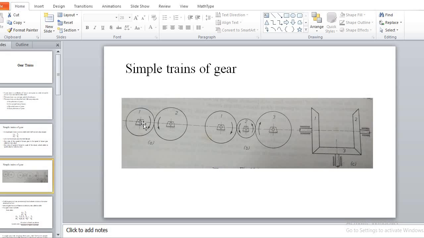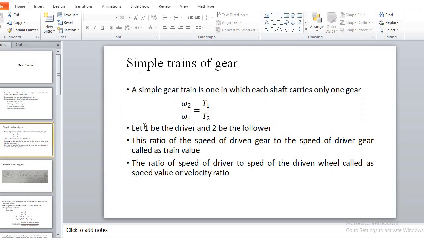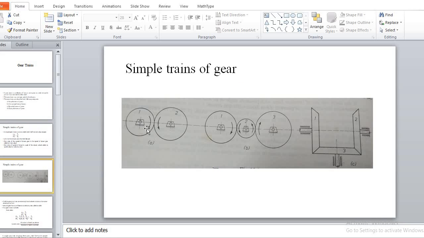The first gear is mounted on one shaft, and the second gear is mounted on another shaft. There is only one gear on each shaft, and the two gears mesh with each other and transmit power from one shaft to the other. Here the first will be the driver and the second will be the follower. Some input power is given to the first, and this input power is transmitted to the second gear.